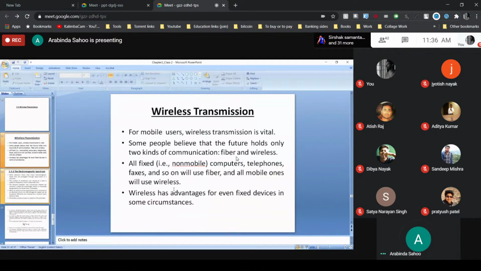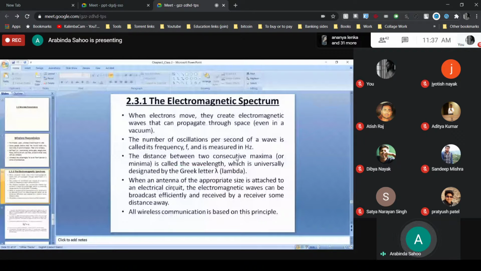So today we'll discuss in detail your wireless transmission, and how wireless transmission basically takes place between two devices. So, next add-on in wireless transmission: first we have to know the electromagnetic spectrum. Number one, the electromagnetic spectrum.